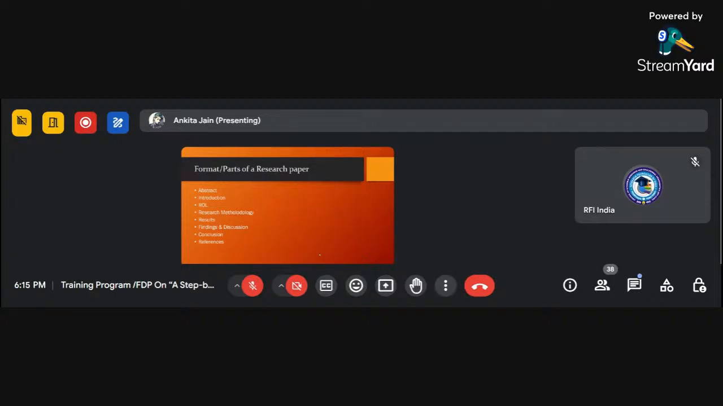So if we talk about the format or the parts of a research paper, it starts with the abstract. After the title, the first step is the abstract, but it is written last. We should write it after everything is done. But yes, the first thing we see in any research paper is the abstract. Then the introduction of the study, the review of literature or literature review, as you call it. Then research methodology, then results.